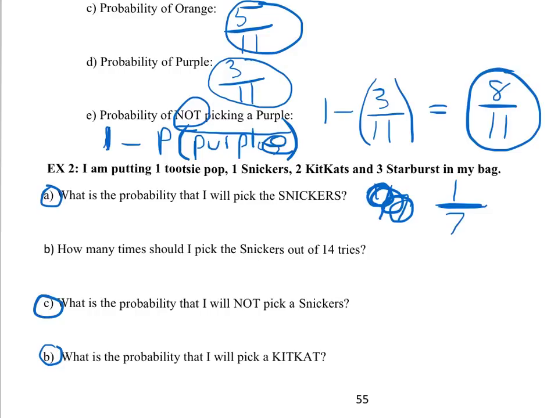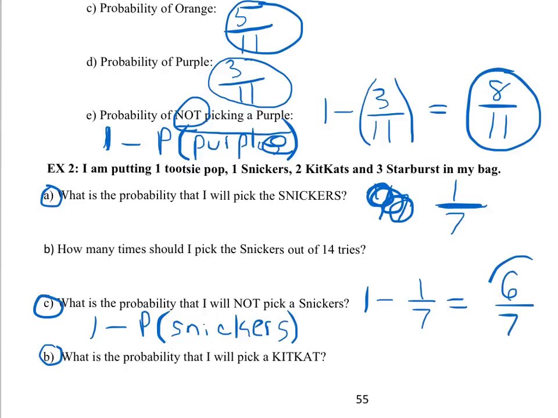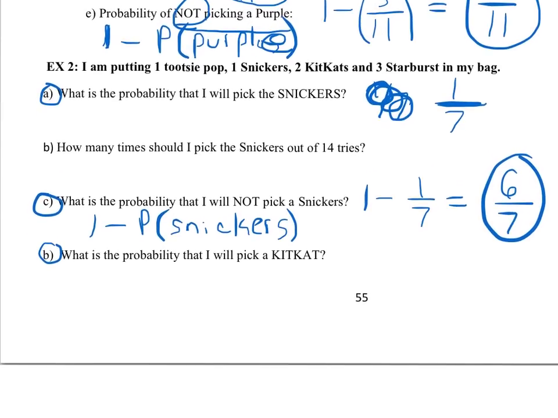For C, we should have gotten 1 minus the probability of actually picking a Snickers, and if you did not write this down, you need to write this down. So again, 1 minus probability of actually picking a Snickers, so it'd be 1 minus 1 out of 7, and that gives us the answer, which is 6 out of 7. And then the last one, what is the probability that I will pick a Kit Kat? Well, there are 2 Kit Kats in the bag out of the total of 7.